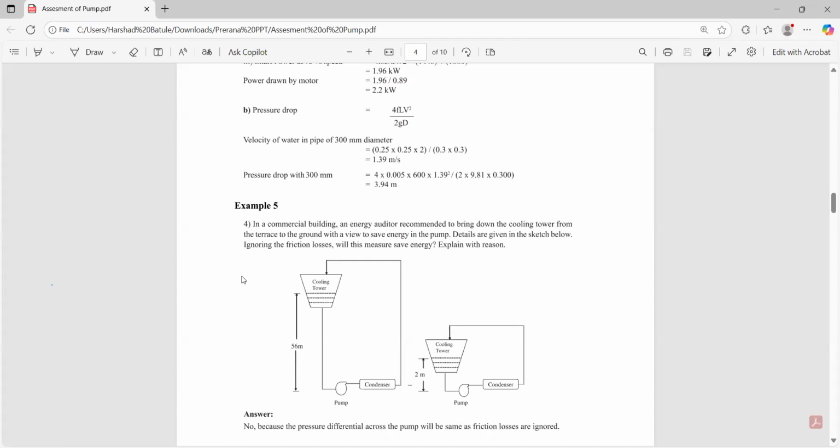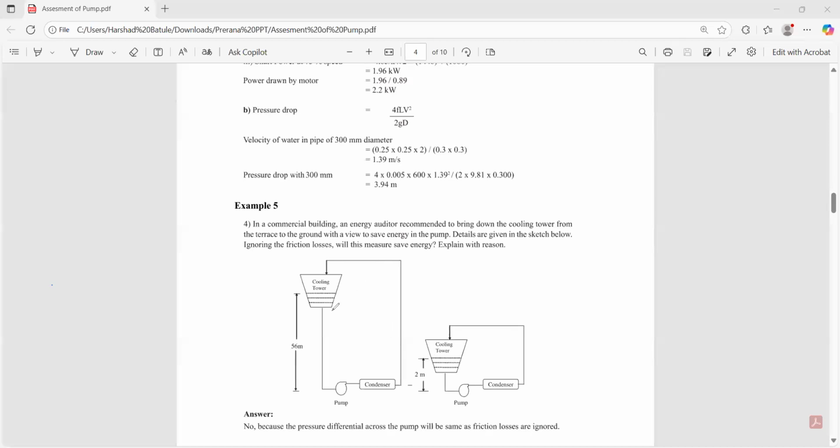So this is your cooling tower, which is located at the terrace, and from the bottom you are circulating the pump. This is your closed loop, right? From your pump discharge you are supplying to the condenser. From that condenser, it is circulating to the cooling tower. After the cooling tower work is done, from the basin the free fall of the water is given to the pump suction. So this is a closed loop.